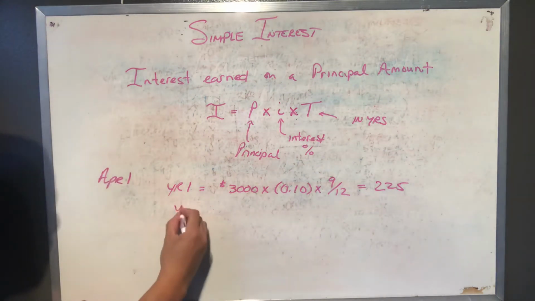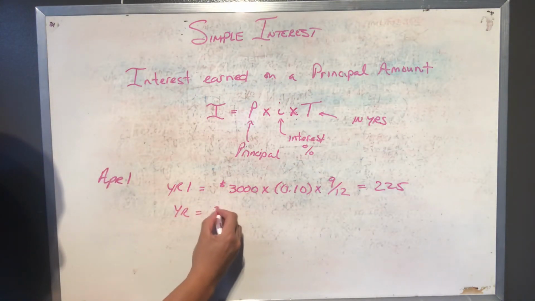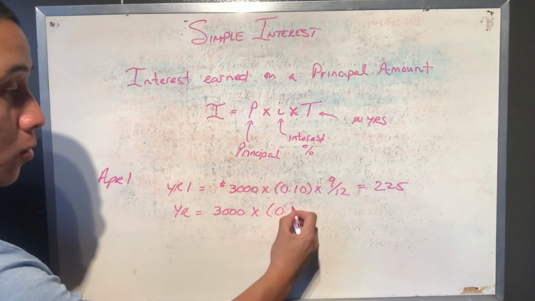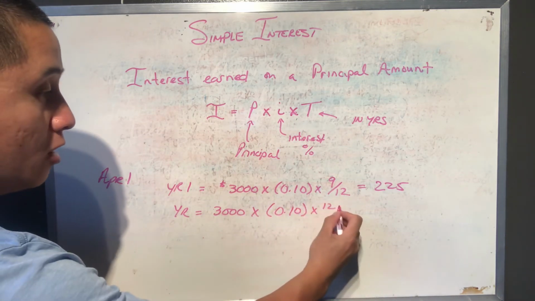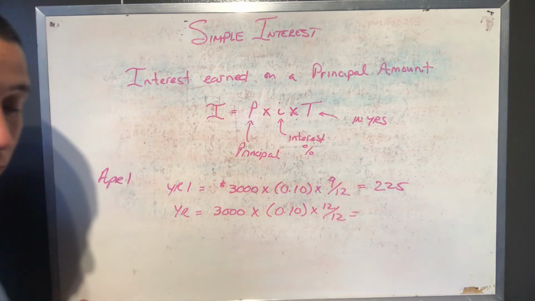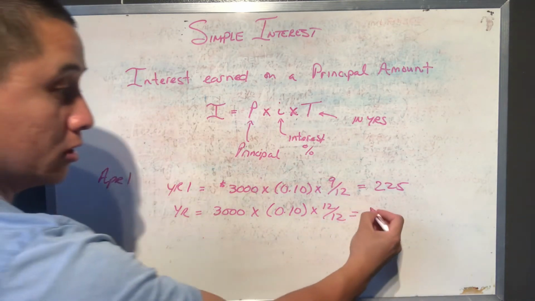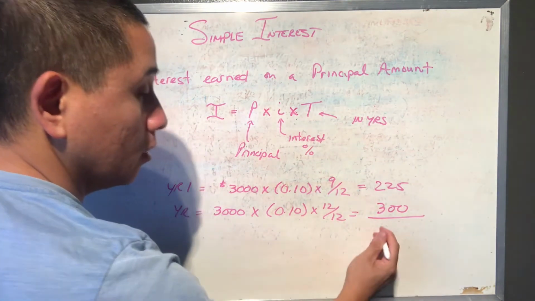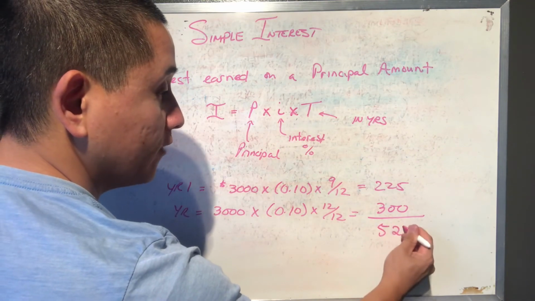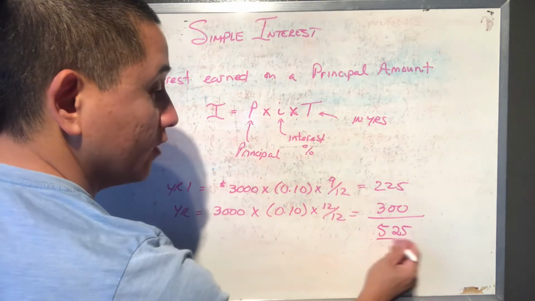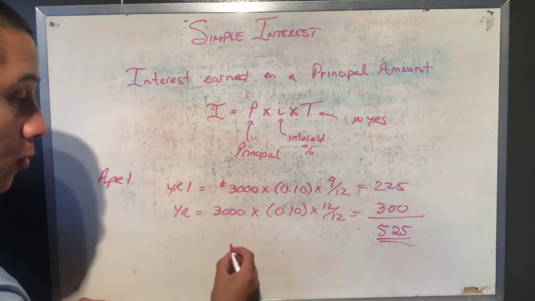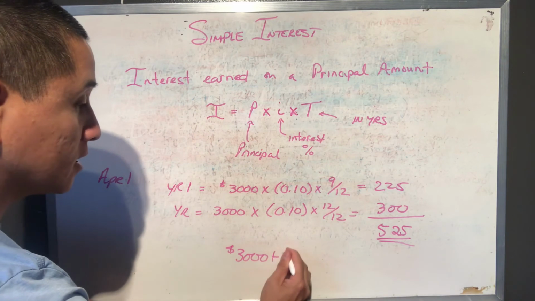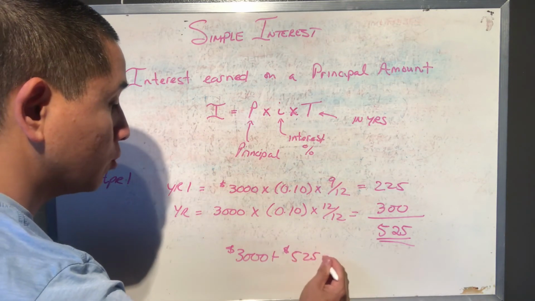And that would give us $225. Year 2 would give us $3,000 multiplied by 0.10 multiplied by 12 over 12, and that would give us $300. Therefore, the total in this case would be $525 of interest. Upon maturity, what the company is going to have to pay back is the $3,000 plus the $525, which yields $3,525.